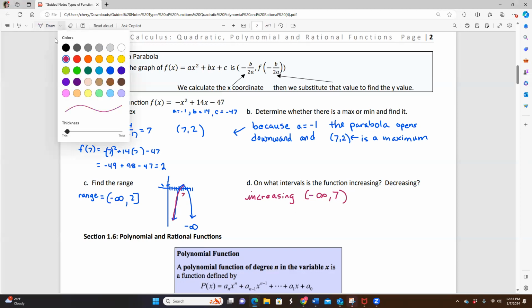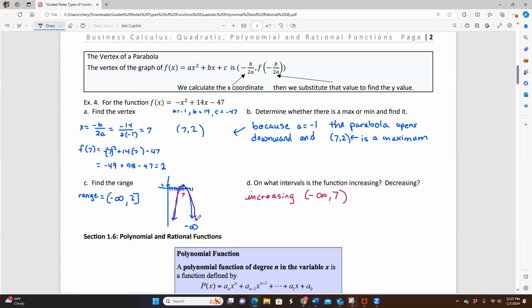Similarly, when we look at decreasing, let's do that in purple. We're looking at where the slope of this graph is negative, and we want to identify the x values where it is decreasing. So we'd say it's decreasing from 7 to +infinity, because we're not listing the y values, we're listing the x values where the y values are getting smaller.